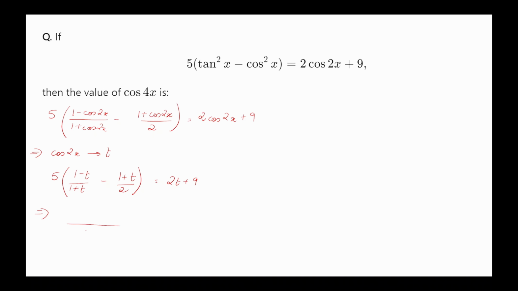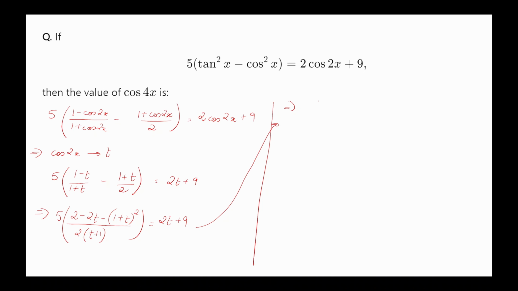So I'll take the LCM here. This would become 2 times of t plus 1. And here I'd have 2 minus 2t minus 1 plus t whole square. This is still multiplied by 5 and this is equals to 2t plus 9. So from here, what are we going to get? I'm taking this equation here.